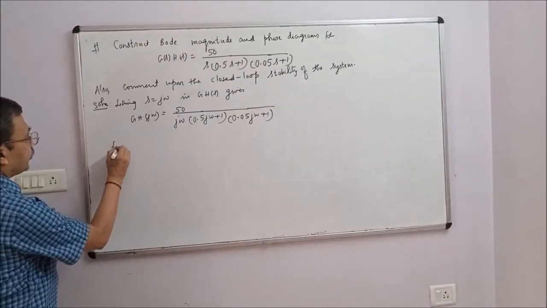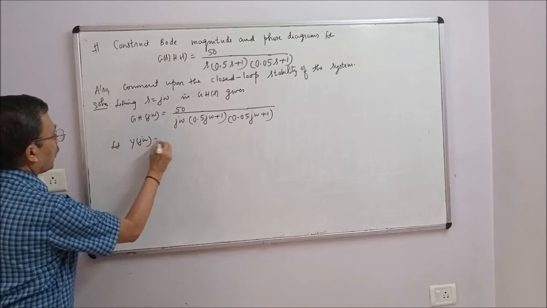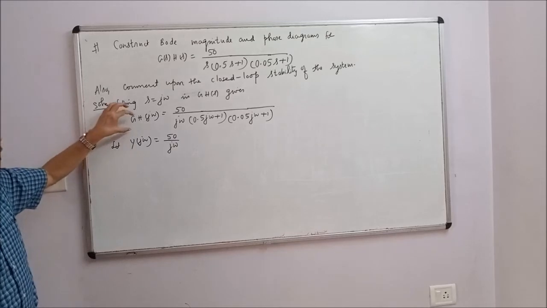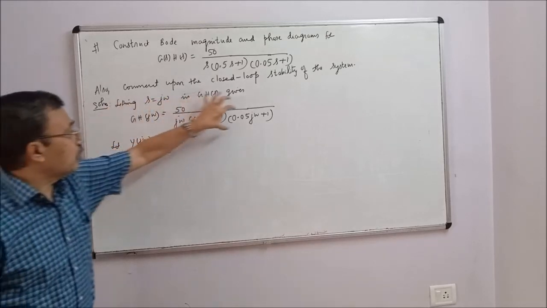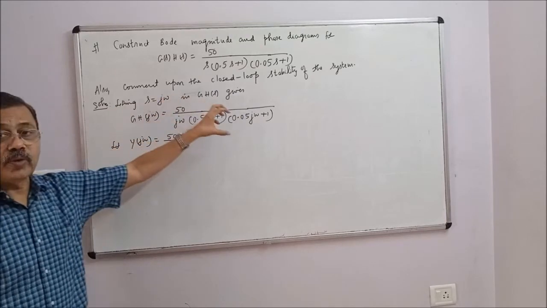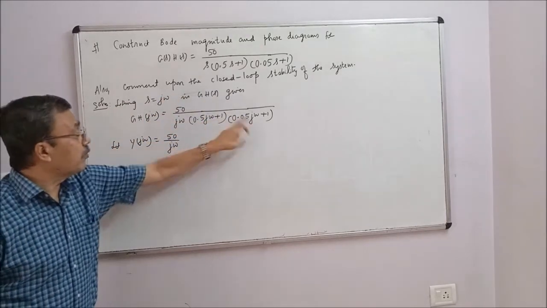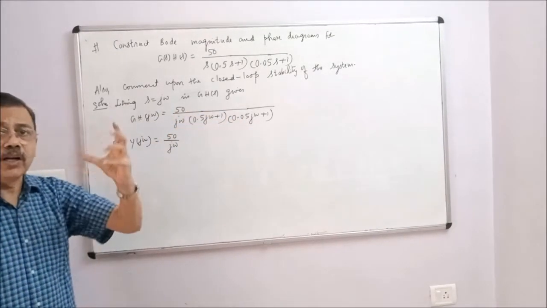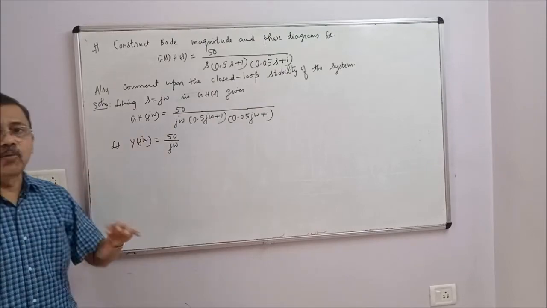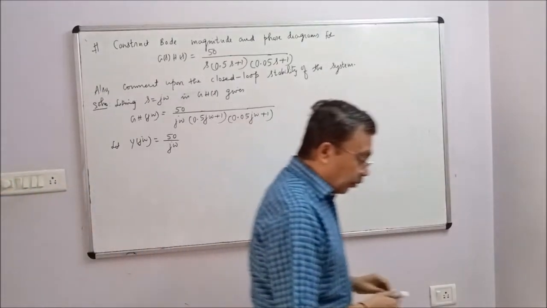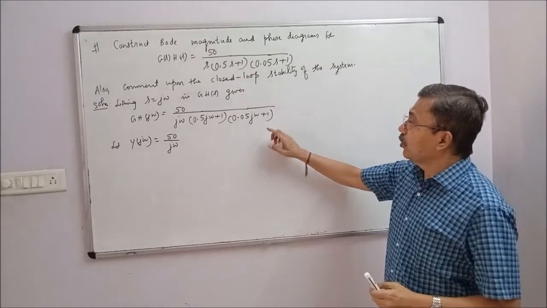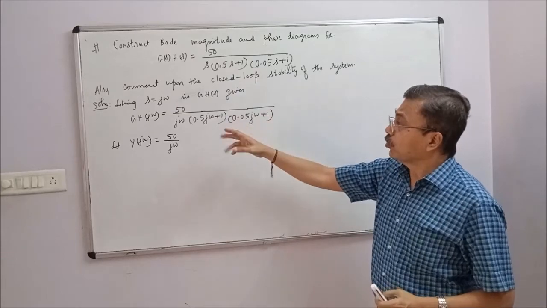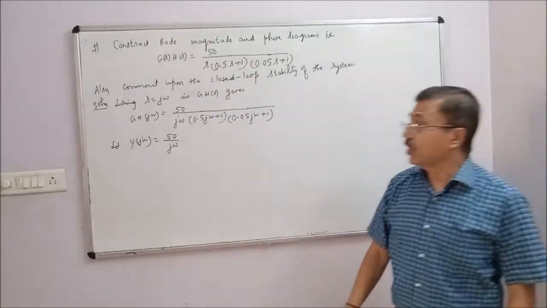So let Y of J omega be equal to 50 divided by J omega. How did we select Y of J omega? From the expression for GH of J omega, take the right hand side, eliminate all 1 plus something factors, because they are 1 plus something. If you remove them, what remains is 50 by J omega. That will be called Y of J omega. These are the two factors that contain 1. Remove them, and what remains will be Y of J omega.